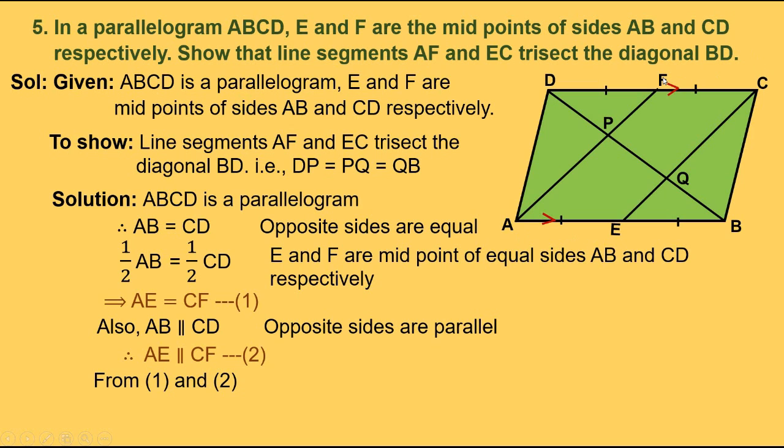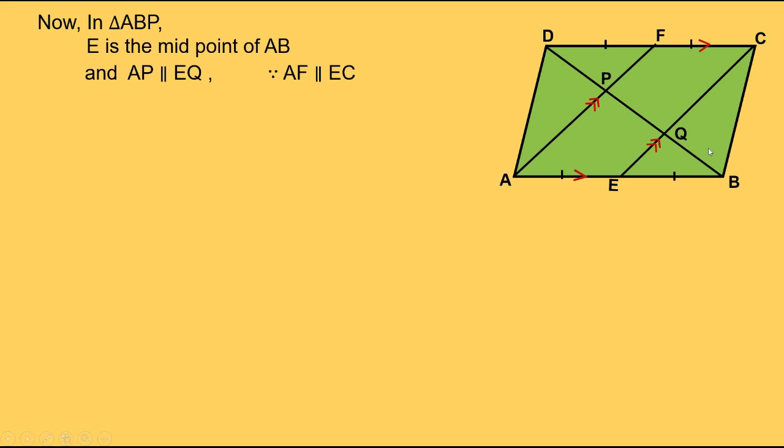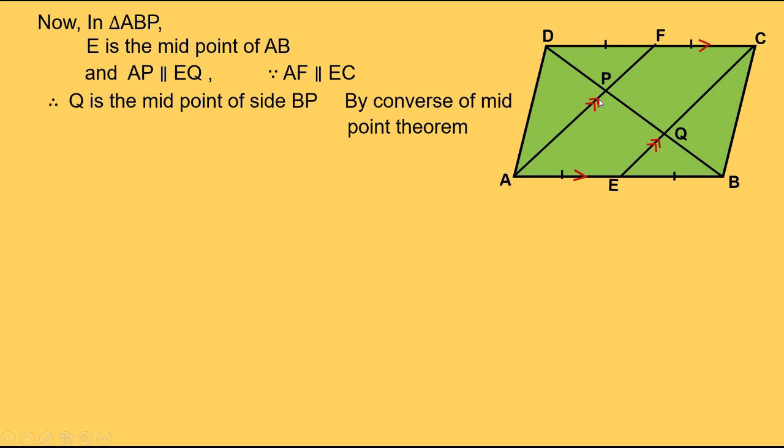AECF is a parallelogram since a pair of opposite sides is parallel and equal. This implies AF is parallel to EC. In triangle ABP, E is the midpoint of AB and AP is parallel to EQ. Since AF is parallel to EC, therefore Q is the midpoint of BP by converse of midpoint theorem.